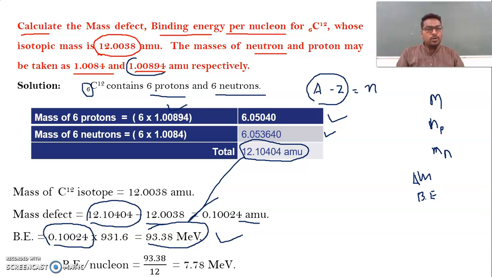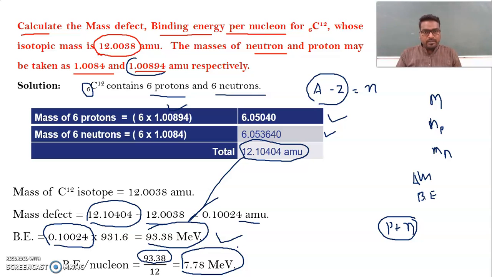Then binding energy per nucleon. If you want the binding energy per nucleon, you have to divide the total binding energy by the total number of nucleons. Here the total number of nucleons is 12 for carbon. Nucleon means including both protons and neutrons. So if you divide 93.38 by 12, you will get 7.78 mega electron volt. This is the binding energy per nucleon.